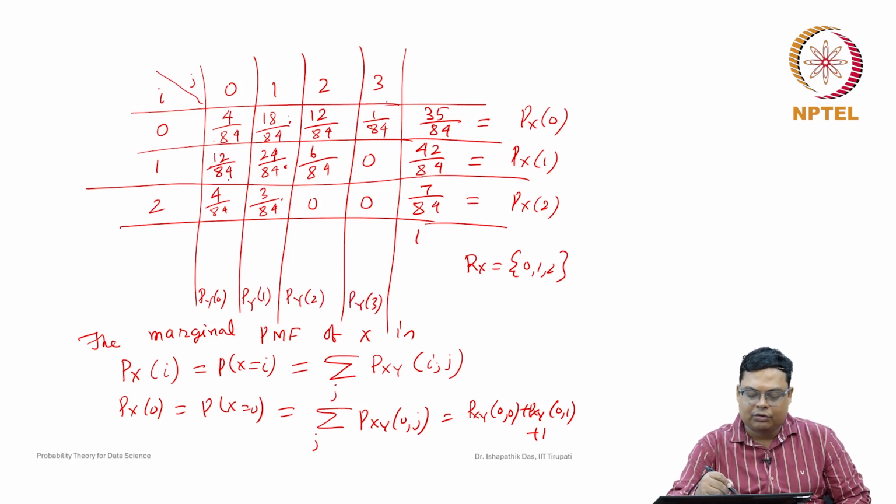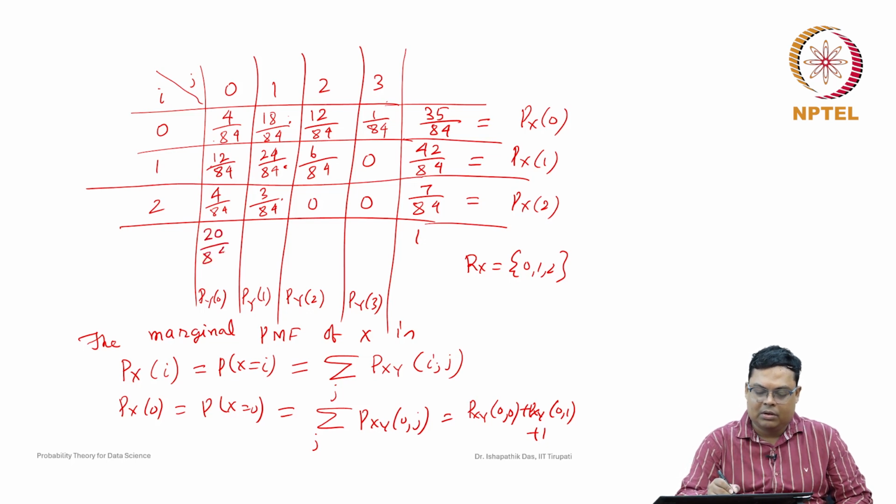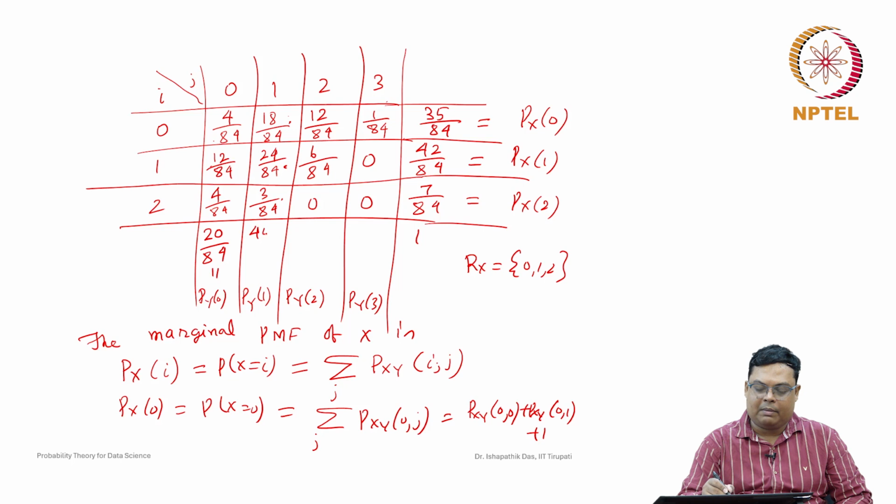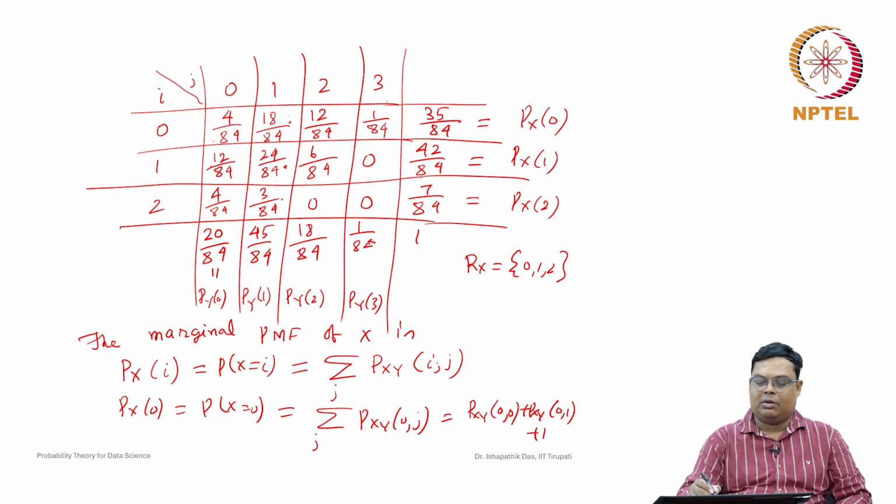What are the values? Let us compute that. This is 20 by 84. Then Py of 1 will be 18 plus 24, which is 42, 42 plus 3 is 45, so 45 by 84. Then this is 18 by 84, and this is 1 by 84. If you take the sum and it is correct, it should again match 1.